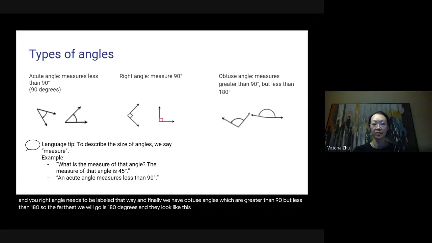A language tip for everybody. To describe the size of angles, we say measure. So for example, we can ask, what is the measure of that angle? And we can answer, the measure of that angle is 45 degrees. We can also say an acute angle measures less than 90 degrees.